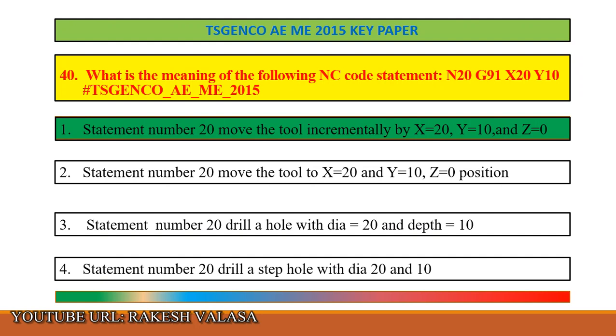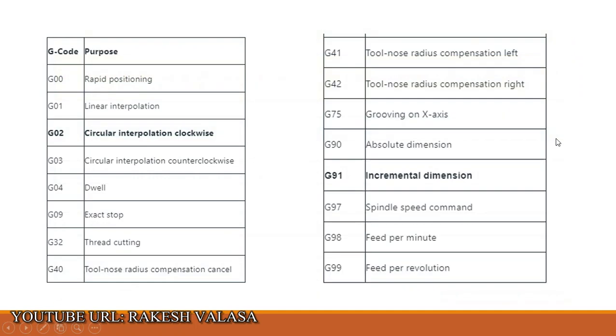Here N20 means statement number 20, move the tool. G91 means tool incrementally. X20 means by x20, y10, z is not given so z equal 0. Let us see the explanation.